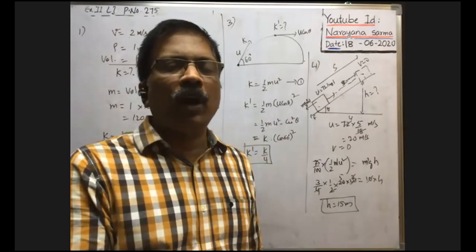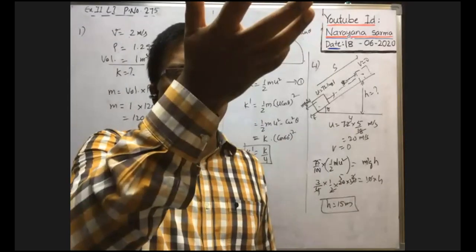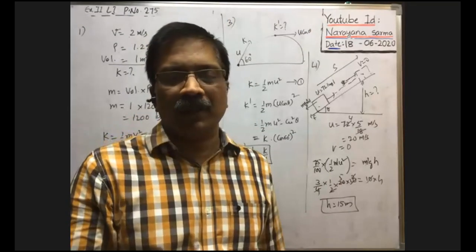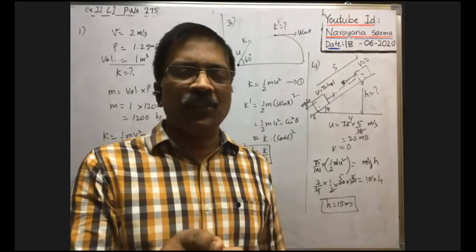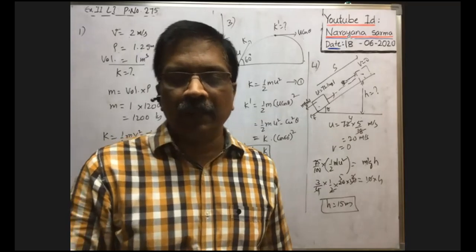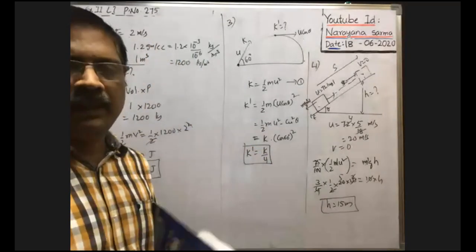So when the body is raised up to a height h by an external force, the work done is equal to mgh. Work done by gravity is minus mgh. Work done by the applied force is plus mgh. Okay, right. Next, one more problem.